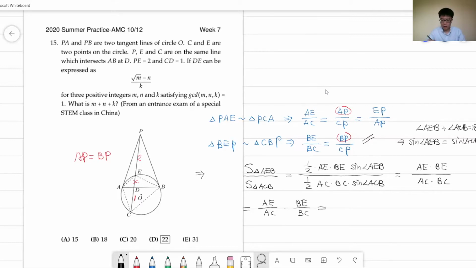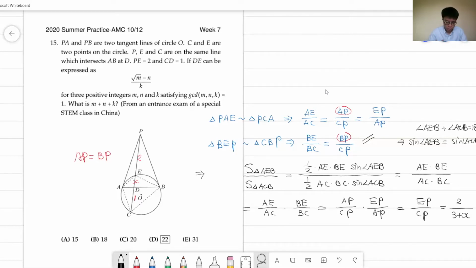So AE over AC is the first line, so it equals AP over CP. BE over BC is actually the second line. It also equals EP times AP over CP times AP, and this equals EP over CP. So EP over CP is basically 2 over 3 plus X. Okay, that's the ratio of these two triangles' area.